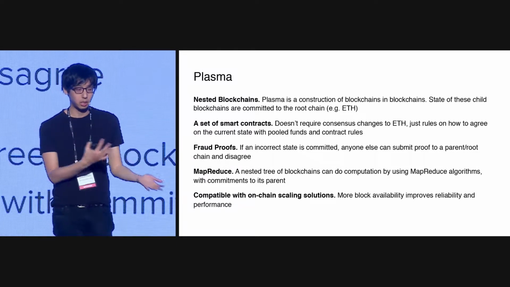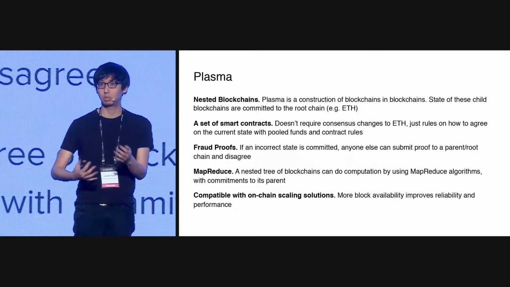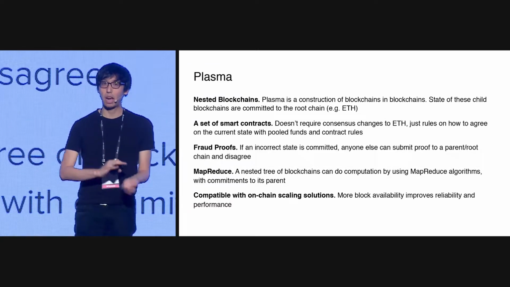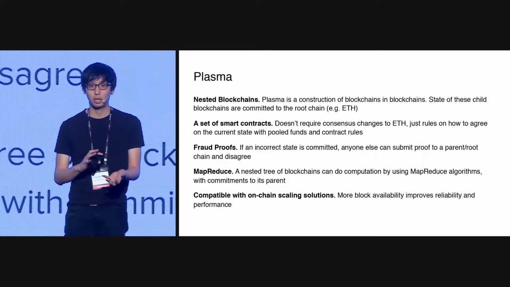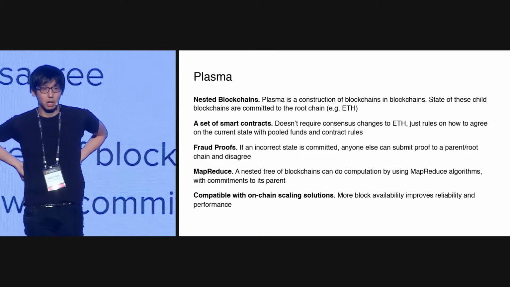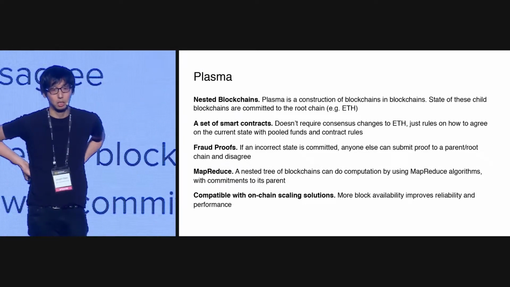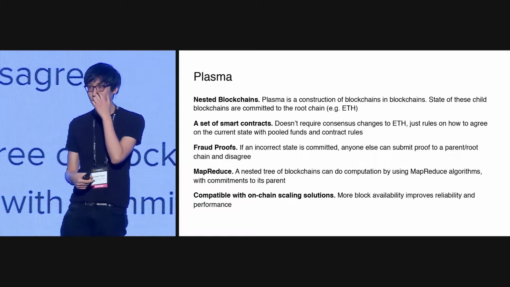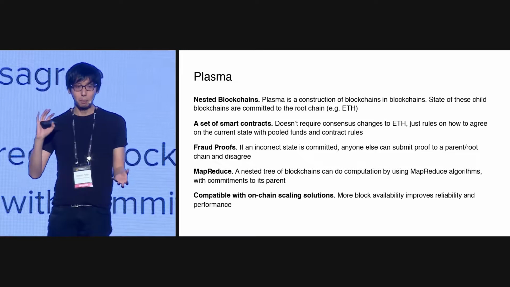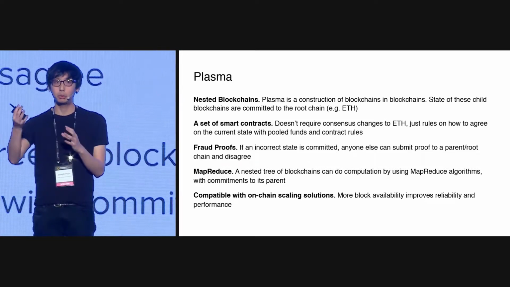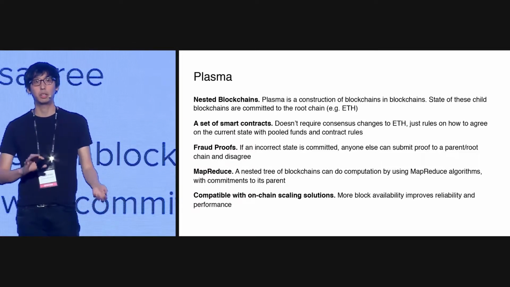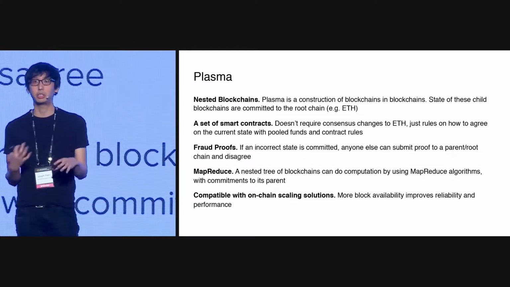At first, I'm going to give a quick introduction of plasma and then go into reasoning about how it affects private enterprises and projects within certain types of structures. So if you're not familiar, plasma is a structure of nested blockchains, so blockchains on top of blockchains. It itself is not a blockchain, but it commits state into an existing blockchain such as Ethereum. And it's currently built on top of Ethereum, and it's where all the fun research is happening.